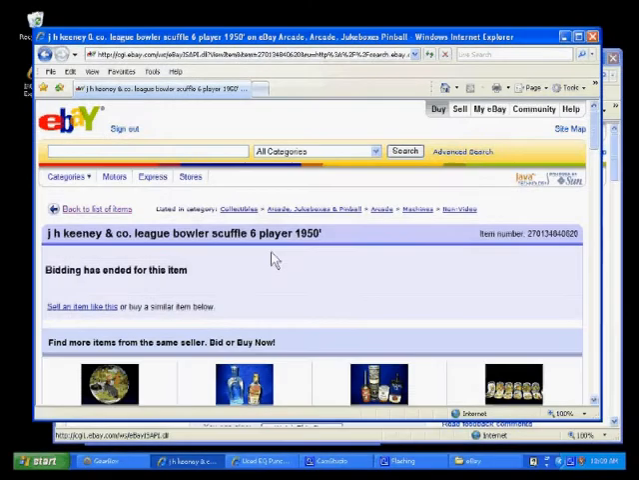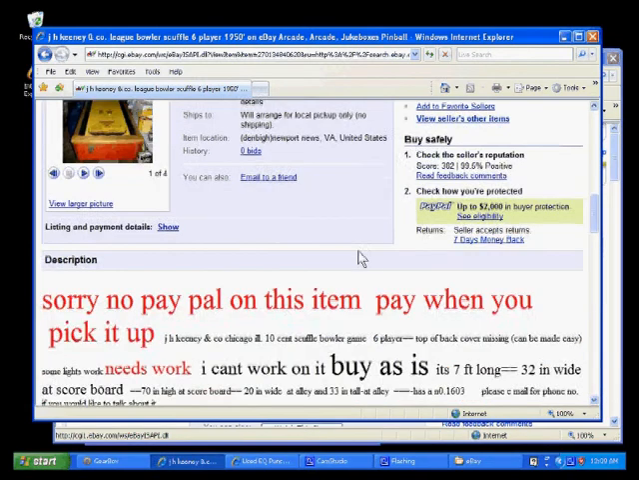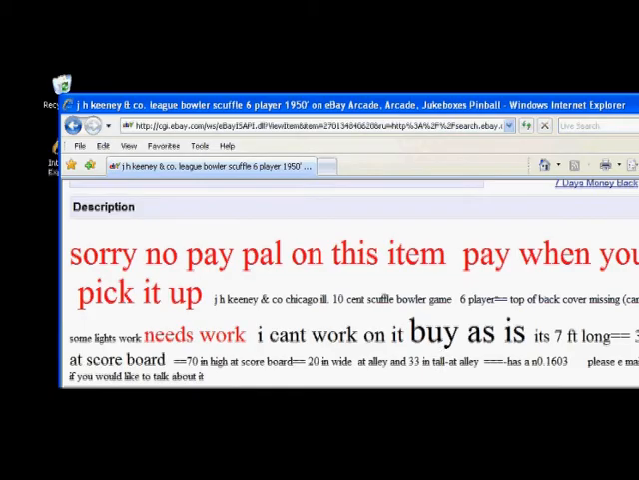Here's another auction. This is an auction I would consider a crazy auction. This is for a league bowler game from the 1950s. If we scroll down, we can see this is $300 and there are 0 bids. The seller has a 99.5% positive rating with 382 feedback. This is fairly good, but once we scroll down and look at the description, it makes me question whether or not I want to buy from this seller.